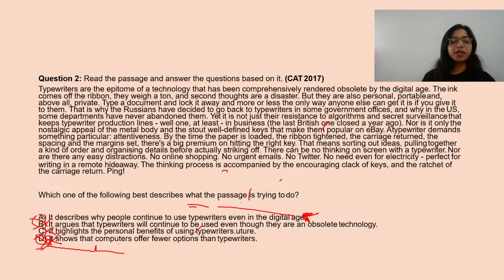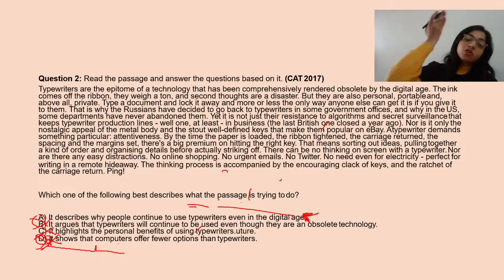A says it describes why people continue to use typewriters even in the digital age. Very well. It is saying this because it starts off by saying that even in the digital age, typewriters are being used, and then it says how and why.